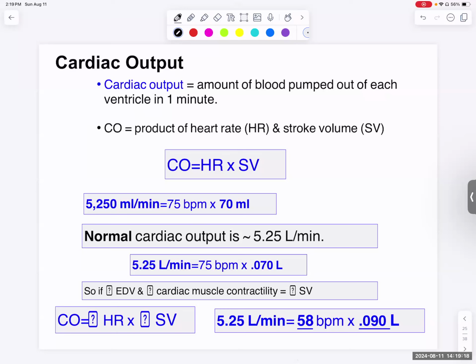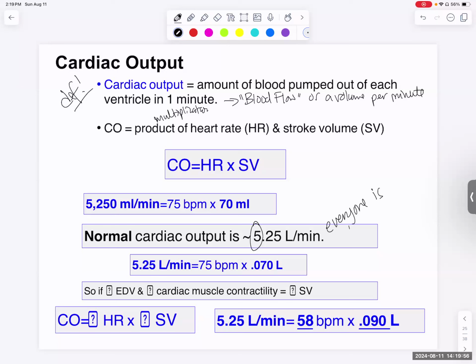All right, cardiac output definition for you here. Amount of blood pumped out of each ventricle in 1 minute. It's akin to what we call your blood flow, or a volume per minute. Cardiac output is the product, which is multiplication, of heart rate times stroke volume. Normal cardiac outputs are around 5 liters per minute.